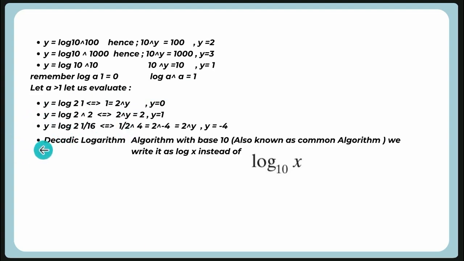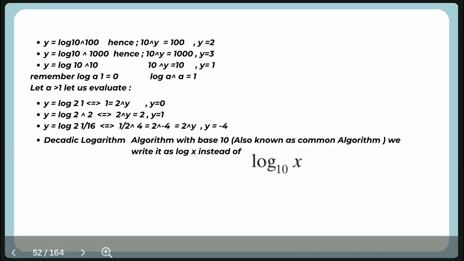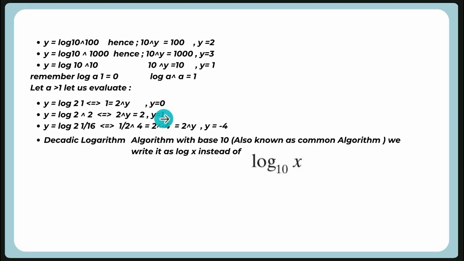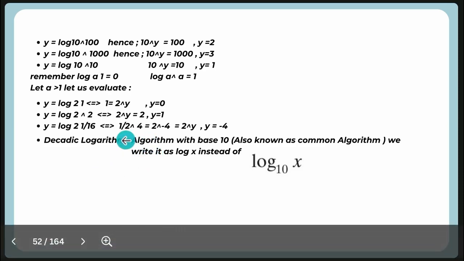Let us evaluate these. If you have log 2 of 1 and you need to find y, it would be 2 to the power of y is equal to 1. So here your y is equal to 0, because any number to the power of 0 gives you 1. If you have y is equal to log 2 of 2, then 2 to the power of y is 2, y is equal to 1. If you have log 2 of 1 over 16, then 2 to the power of negative 4 is equal to 1 over 16, so y is equal to negative 4.